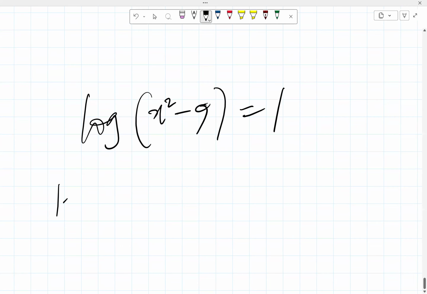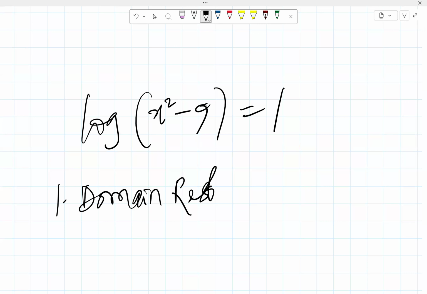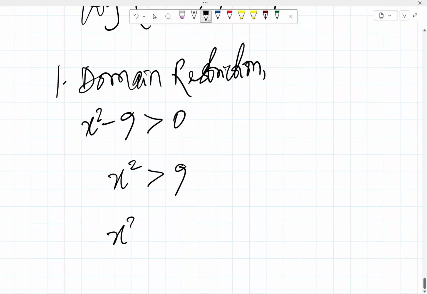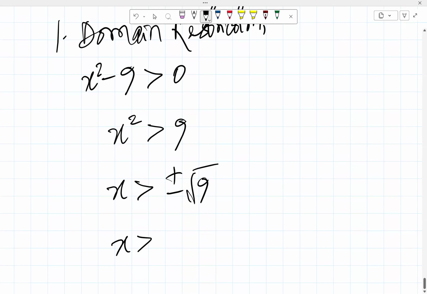Number 1, domain restriction. So what does the domain restriction tell us? It says that x² − 9 should be greater than 0. So that means x² should be greater than 9, and that means x should be greater than plus or minus root 9, so x should be greater than plus or minus 3.